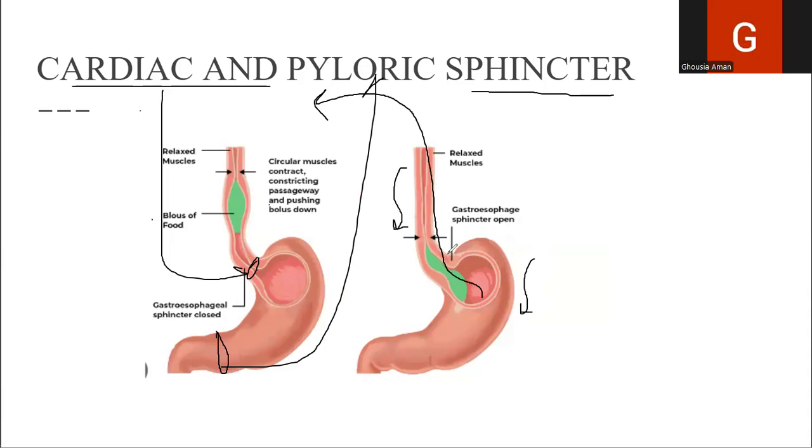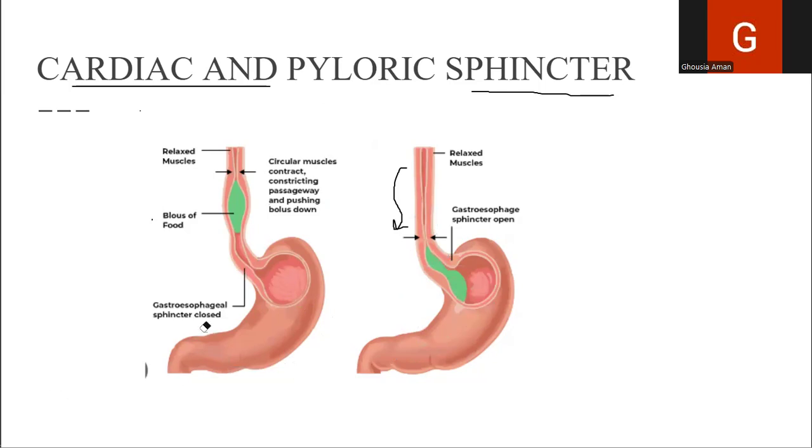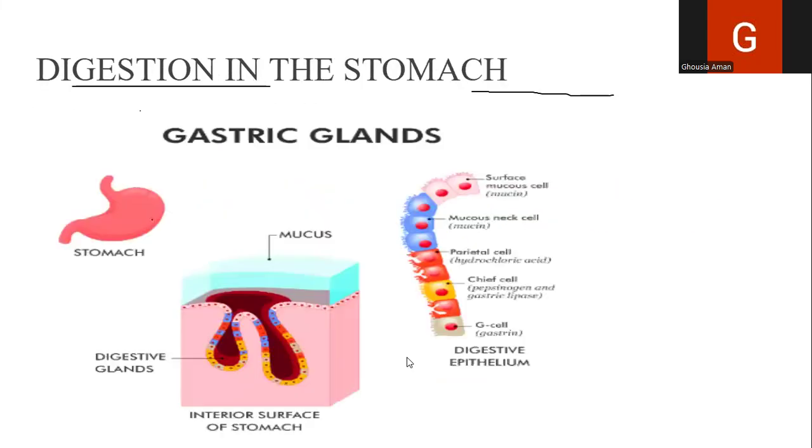Once you finish eating, the cardiac sphincter is permanently closed. The food is locked up in the stomach for 4 or 5 hours. Before 4 or 5 hours, we do not feel hungry because the process of digestion is taking place in the stomach. Now see, our stomach is a bag-like structure.